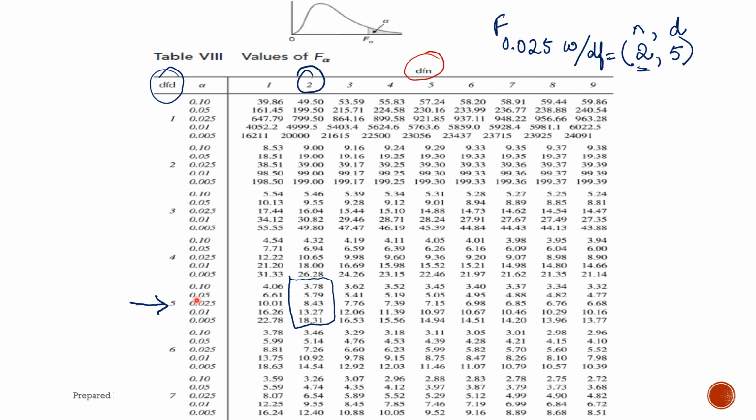So here is 0.025. Just a second. Here is 0.025, right? Let me pull up my pen. 0.025. So our F value will be 8.43. All right, it's going to be equal to 8.43. So this is how you're going to look up the table for F values, right?